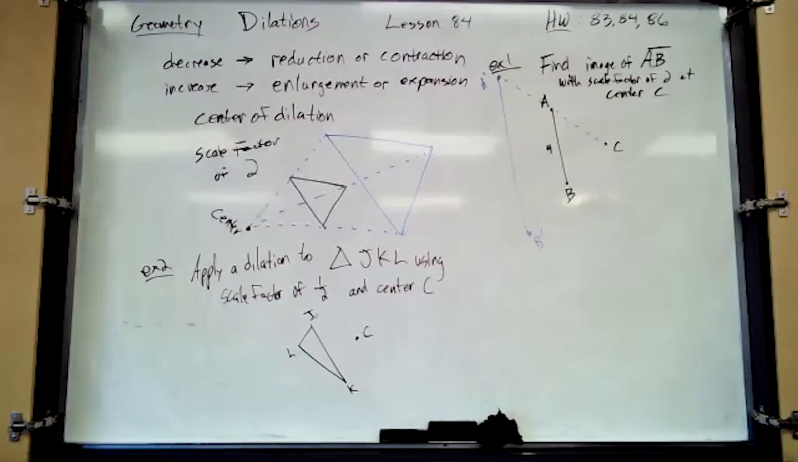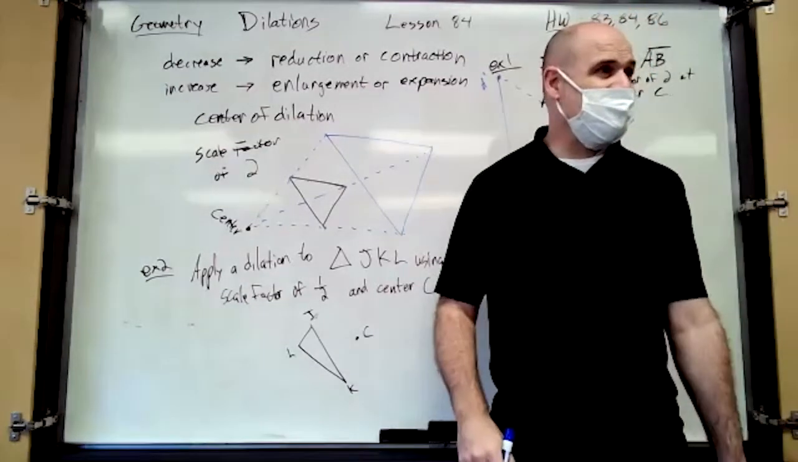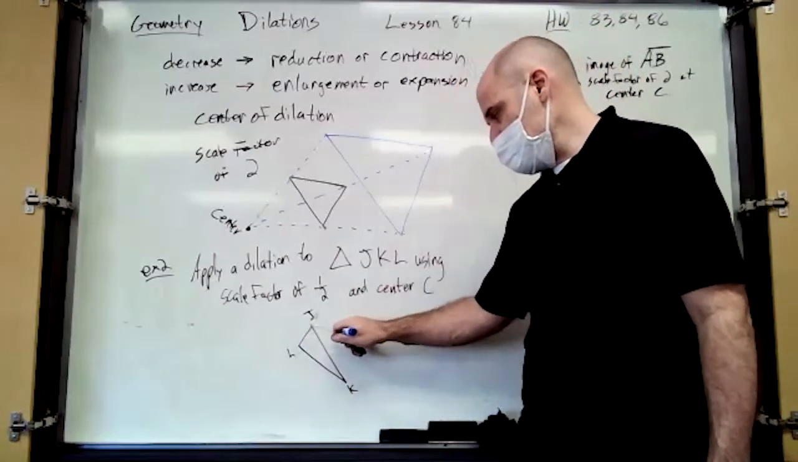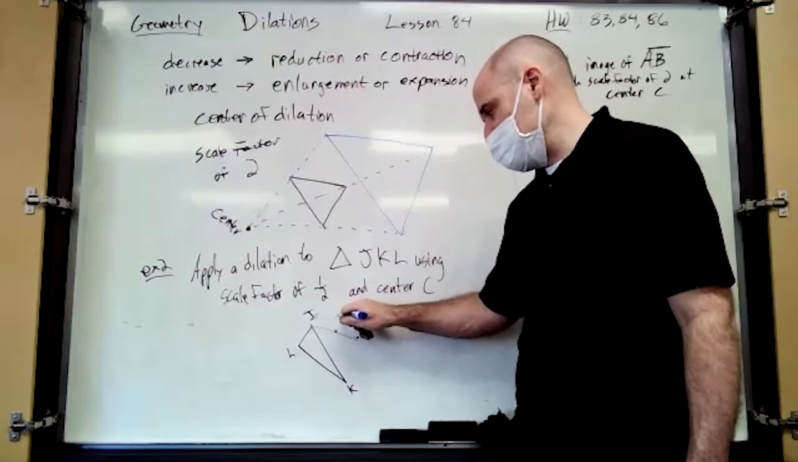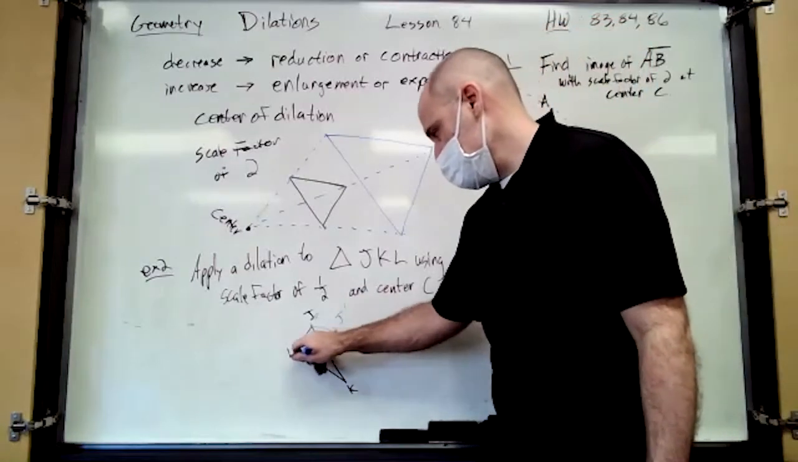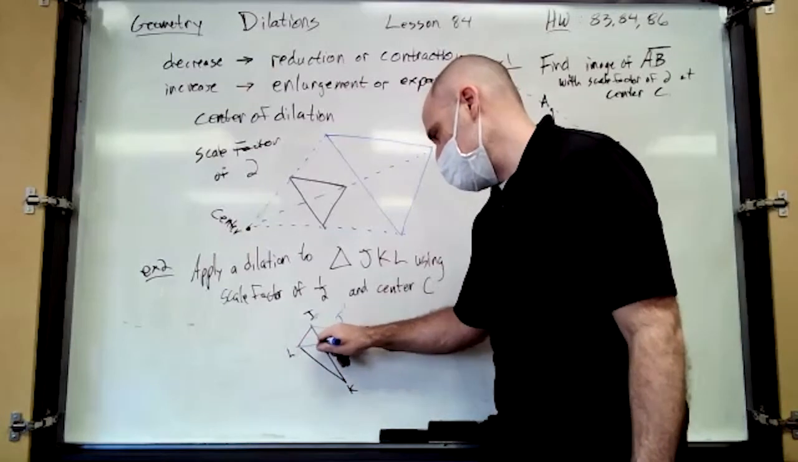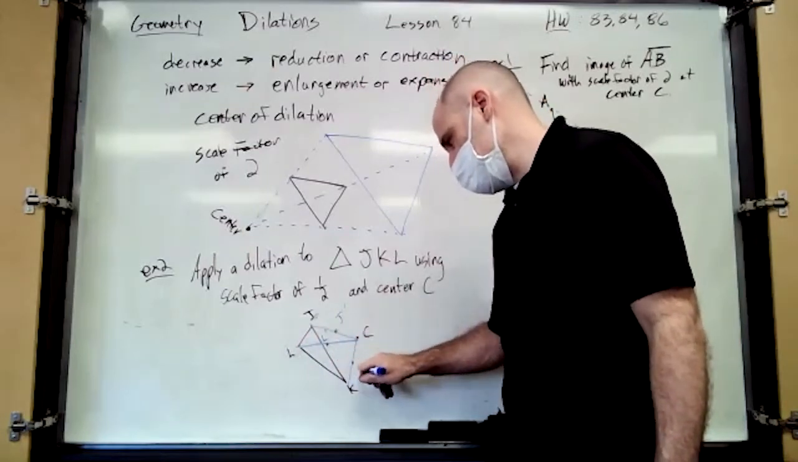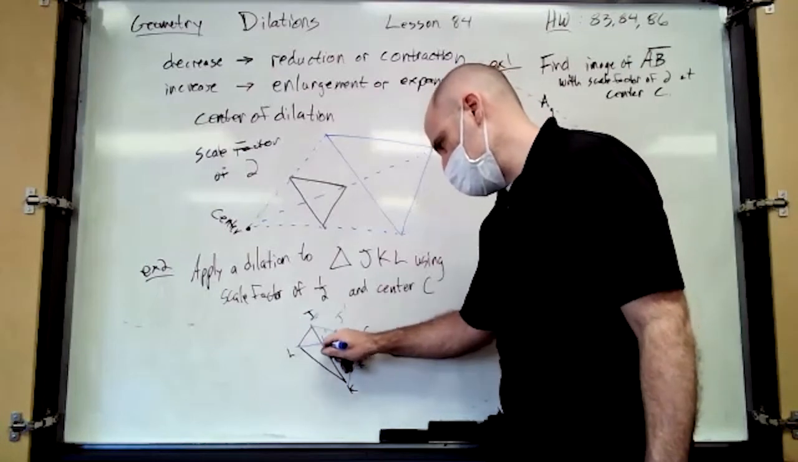So here's what I'm gonna do. I'm just gonna draw a line from C to J and then cut it in half. So there's where J prime is, right? I'm gonna draw a line from C to L, cut it in half. There's where L prime is. Draw a line from C to K, cut it in half. There's where K prime is, and then connect the dots.